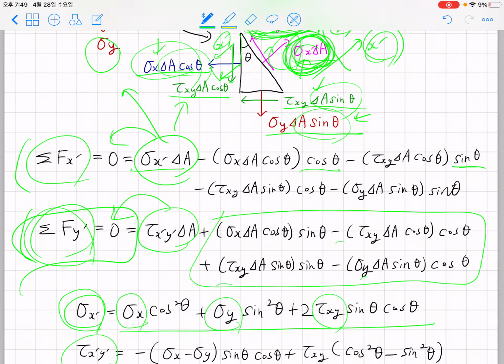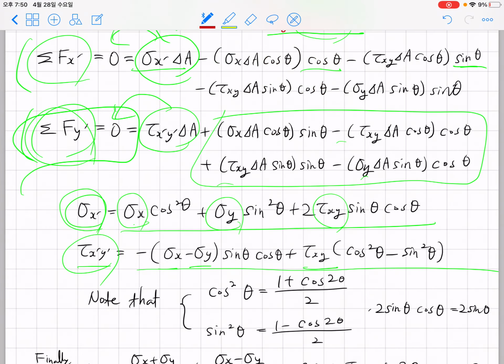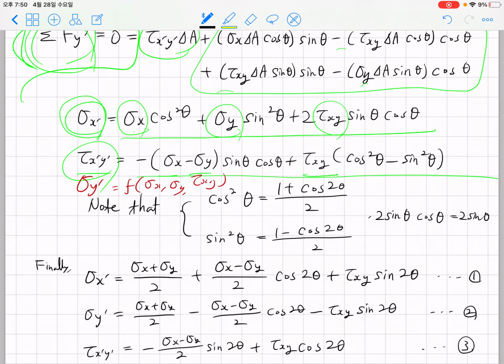And instead of taking this red volume, if you take the red volume in this way, then we can also derive sigma y prime in terms of sigma x, sigma y, and tau xy. I will leave this to you. I'm not going to go through a full detailed discussion about this. You can draw your own free body diagram and try to derive an equation for sigma x prime.